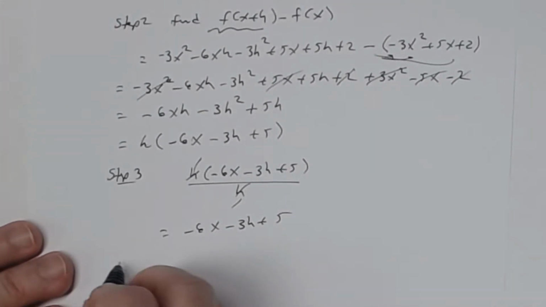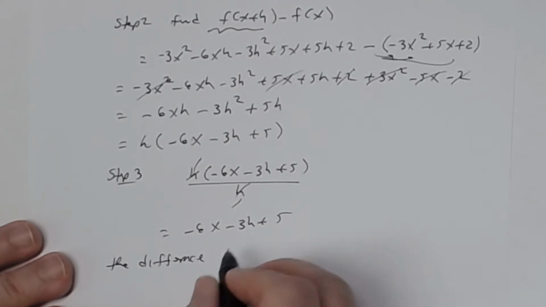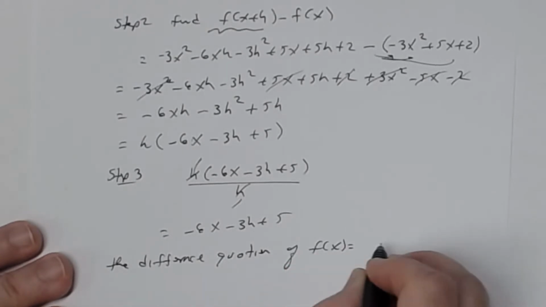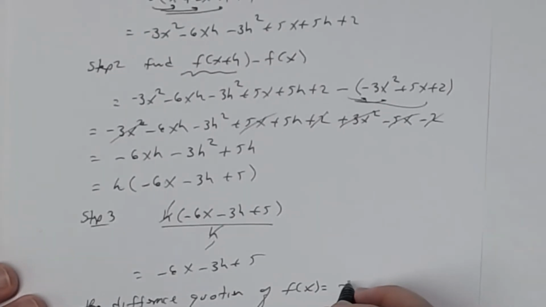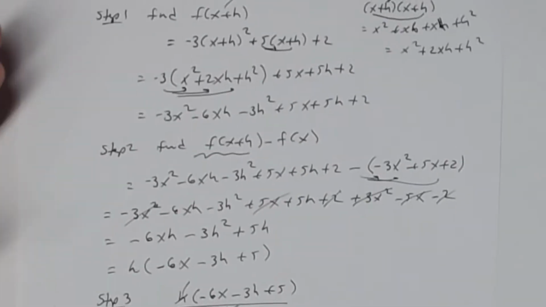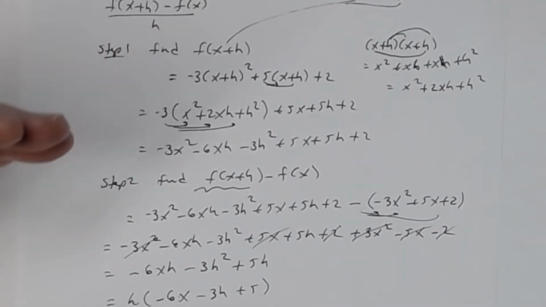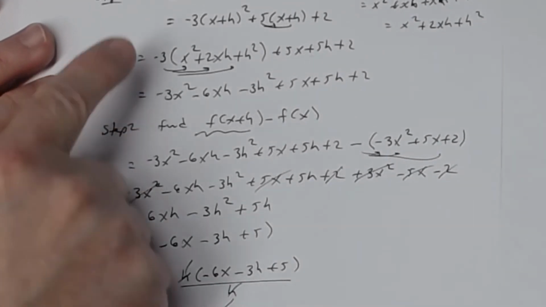And so what you found here is this. The difference quotient, E-N-C-E, difference quotient of f of x, which equals, what was it? It was negative 3x squared plus 5x plus 2, is this expression, negative 6x minus 3h plus 5. Okay? All right, so notice the steps. Step 1, step 2, step 3.